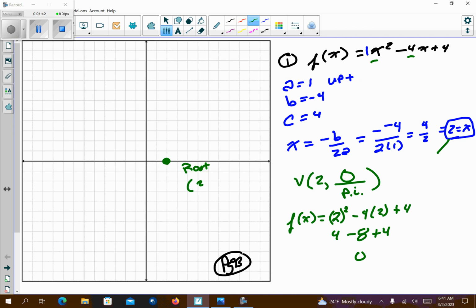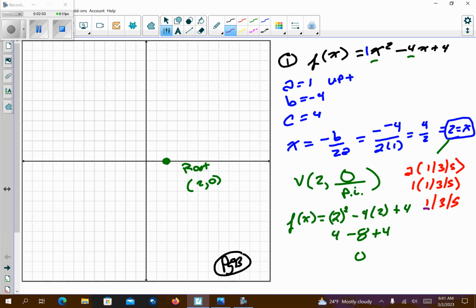Okay, so that's 2, comma 0. We can go ahead and start our pattern graphing. So it's a times 1, 3, 5, and that continues forever. It's 1, 3, 5, 7. It's all the odd numbers. Our a value is 1. So what is 1 times 1, 3, 5? It still gives us 1, 3, and 5.